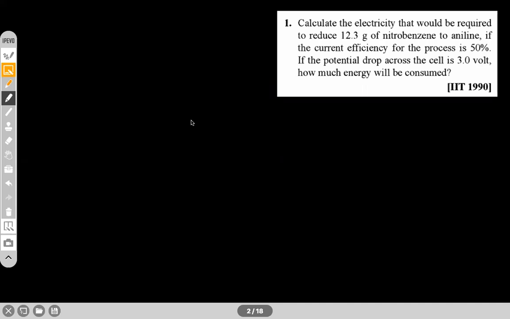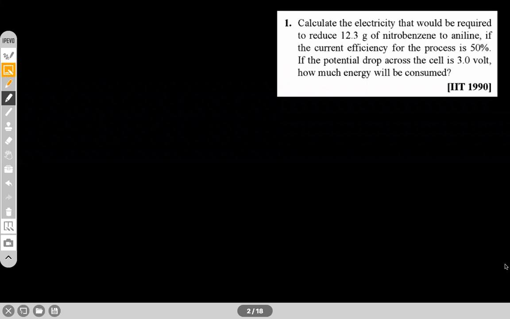So energy consumed is what? It is nothing but the work done, correct? The energy which has been exchanged is nothing but the work done by the cell, or the change in energy because of the flow of electrons, correct? So to solve this question, first of all, you should have one prior piece of information, that is how nitrobenzene converts into aniline.